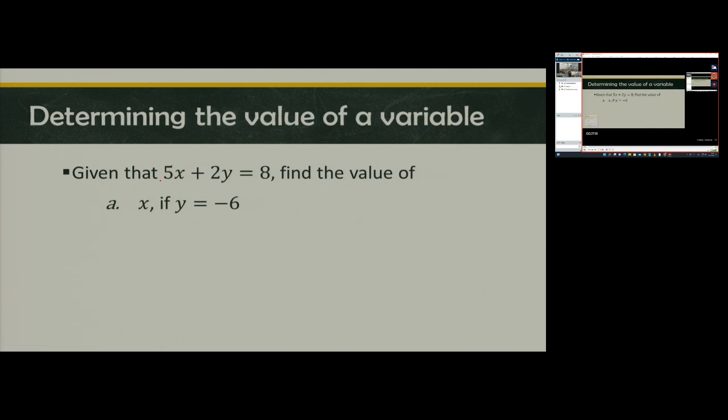So we have here a linear equation. Given that 5x plus 2y is equal to 8. Okay? Find the value of x if y is equal to negative 6. Okay? Let's just have that one.